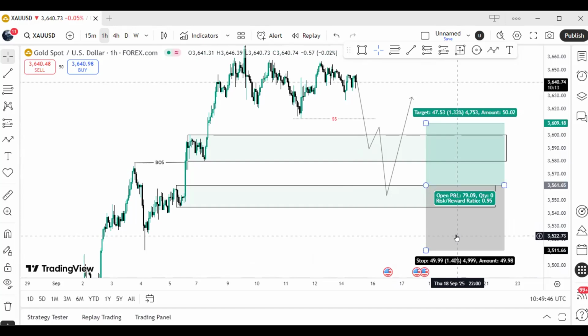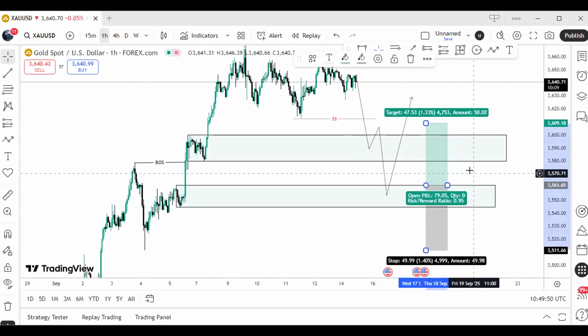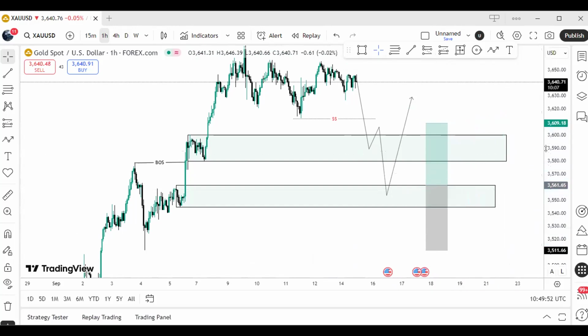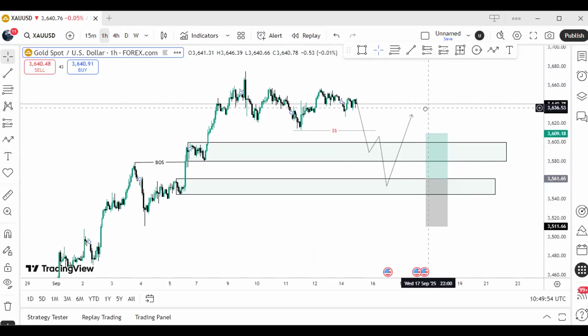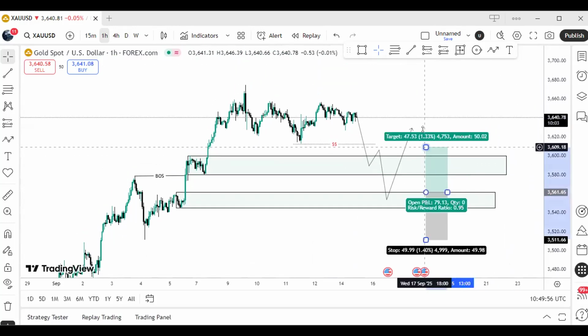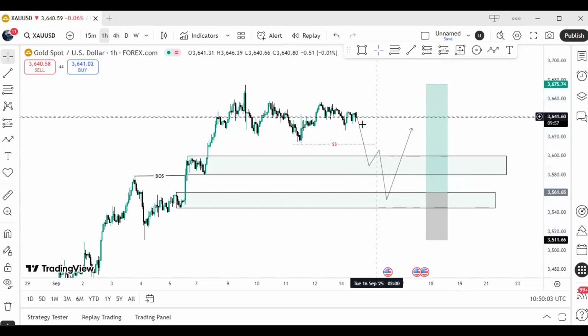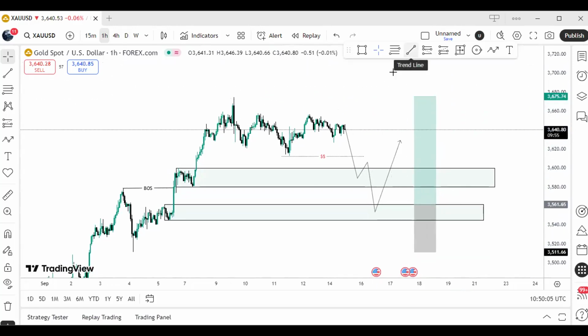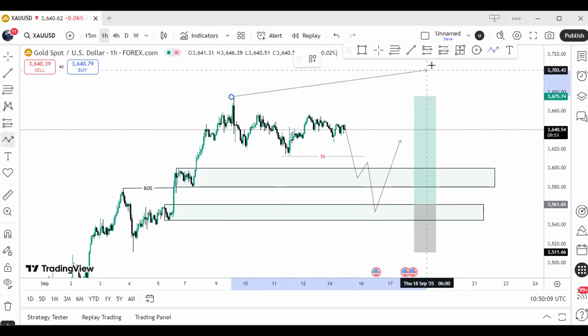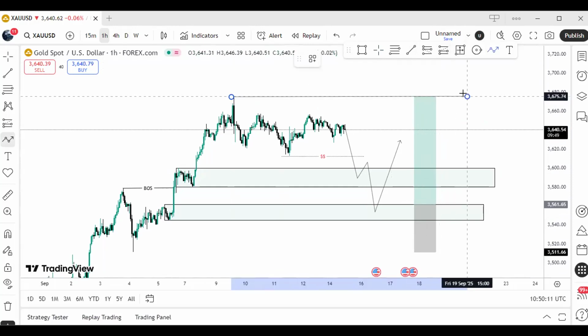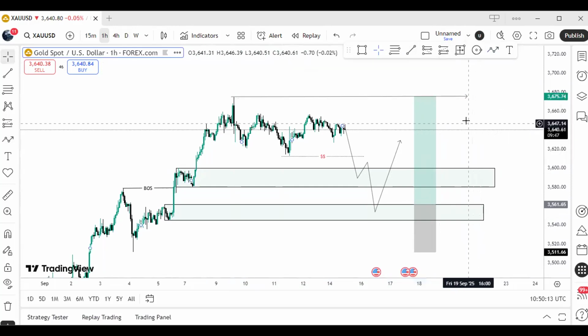All right, so thank you so much for today's trade. And before I go, let me quickly give you the parameters of this second entry confirmation. This is my entry on gold. So this is my take profit, which is 2.2 risk to reward. That is 2R, right?